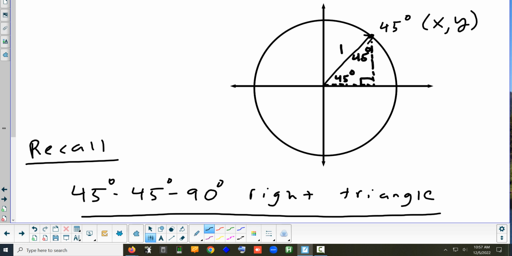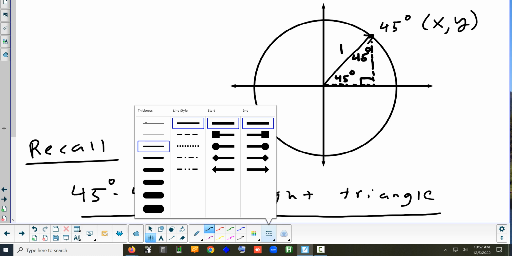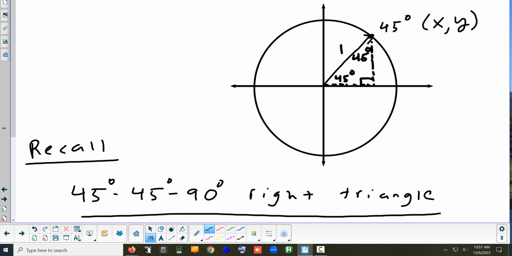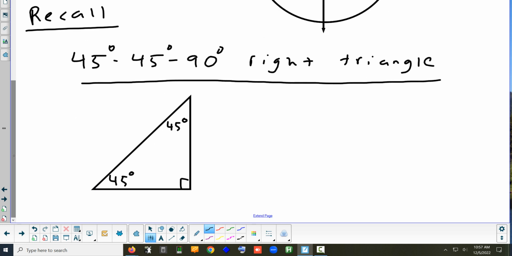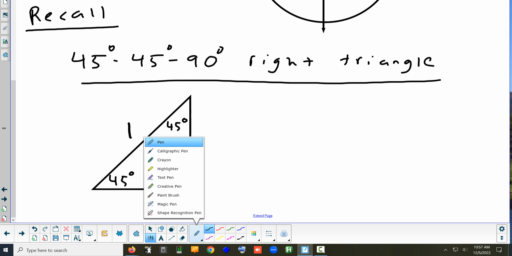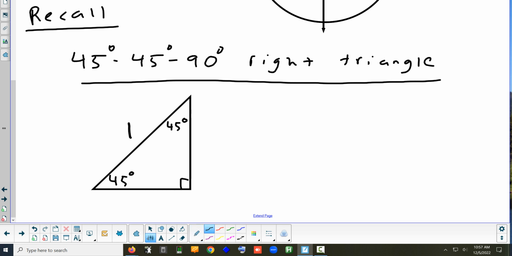So any questions on why that's a 45, 45, 90 right triangle? Okay, so let's draw the same thing, just a little bigger, so we can work with it down here. So we know that side is 1. And I don't know the other two sides, but they are the same.